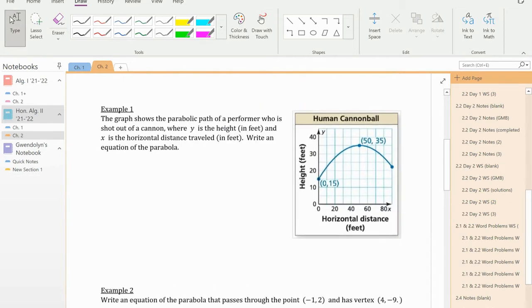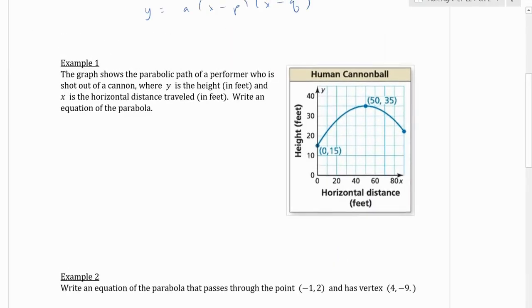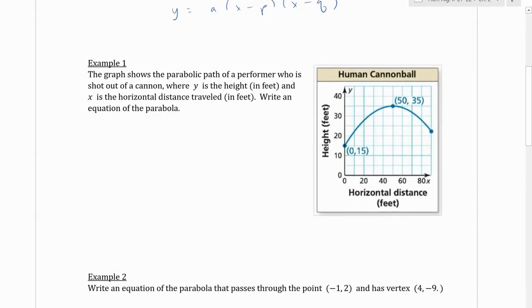Okay, so here's a problem. This graph shows a parabolic path of a performer who was shot out of a cannon. y is the height in feet, x is the horizontal distance traveled in feet. Write an equation of the parabola. Well, I can tell you exactly what the axis of symmetry is. The axis of symmetry is x = 50. Just looking at what's going on, I know it got flipped upside down, and I know it got moved 50 places to the right and up 35.